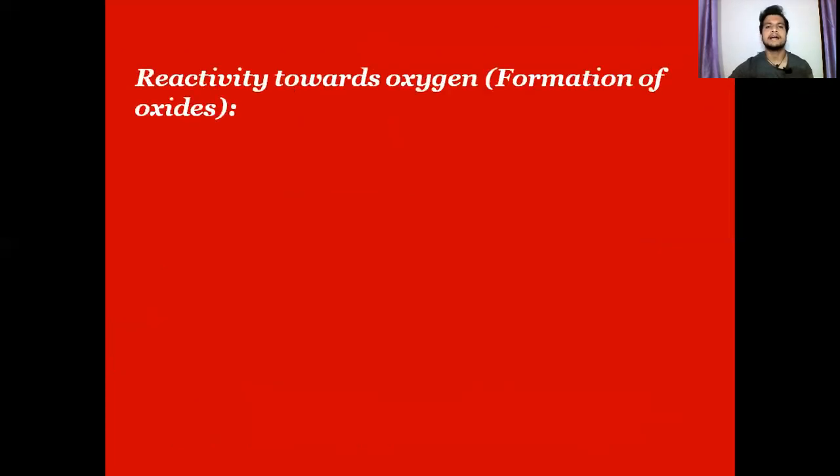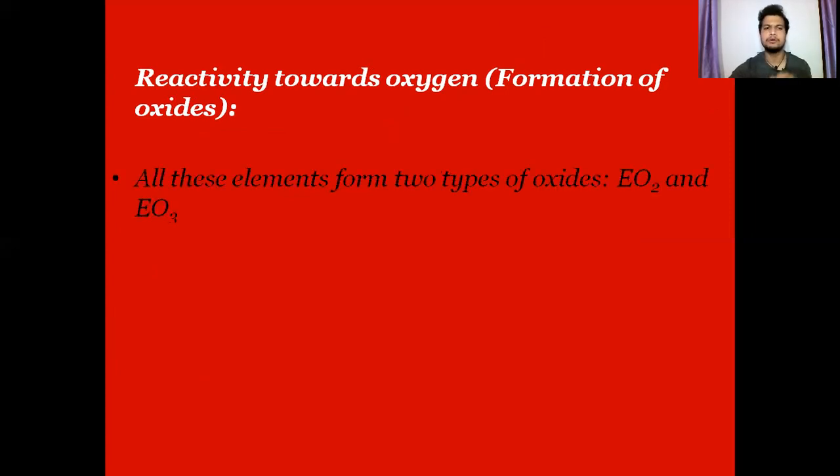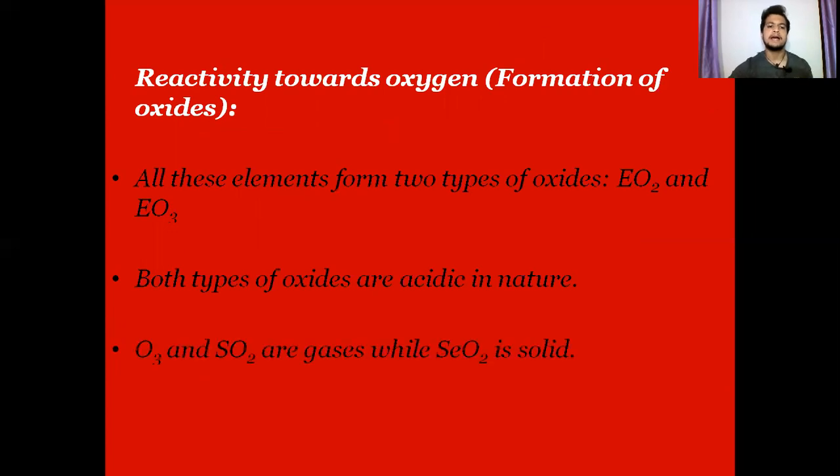Now coming to the reactivity towards oxygen, that is the formation of oxides. These are the two types of oxides which they form, EO2 and EO3. In EO2, E has an oxidation state of +4, whereas in EO3 it will have an oxidation state of +6. These are the two common oxidation states, as already mentioned. Both the oxides, whether EO2 or EO3, will be acidic in nature. Usually non-metallic oxides are acidic in nature. And out of these, SO2 and SO3 are gases, whereas SeO2, that is selenium dioxide, exists as a solid.